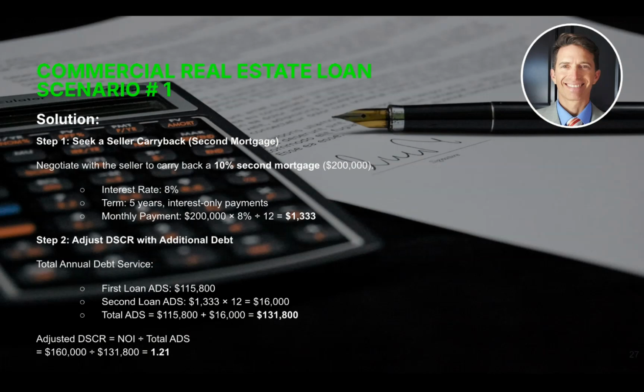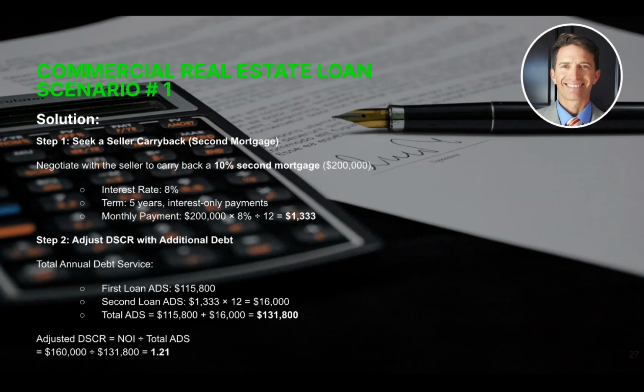So the monthly payment would now be $200,000 times 8% divided by 12, since there are 12 months in a year, to make it on a monthly basis, we get a payment of $1,333. So in this case, the seller would finance $200,000, and that way the borrower would be able to continue with the loan. Step number 2, we need to adjust the DSCR with the additional debt.